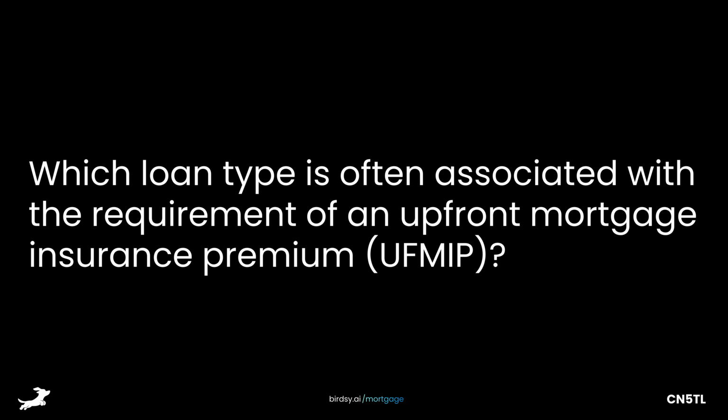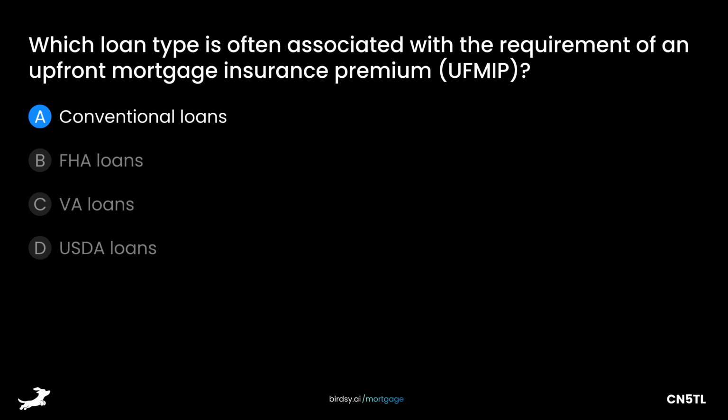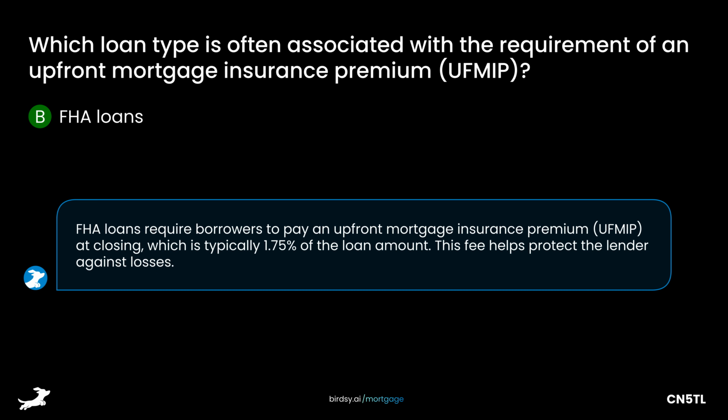Which loan type is often associated with the requirement of an upfront mortgage insurance premium? Is it A, conventional loans, B, Federal Housing Administration, FHA loans, C, U.S. Department of Veterans Affairs, VA loans, or D, U.S. Department of Agriculture, USDA loans? The answer is B, Federal Housing Administration, FHA loans. FHA loans require borrowers to pay an upfront mortgage insurance premium at closing, which is typically 1.75% of the loan amount. This fee helps protect the lender against losses.